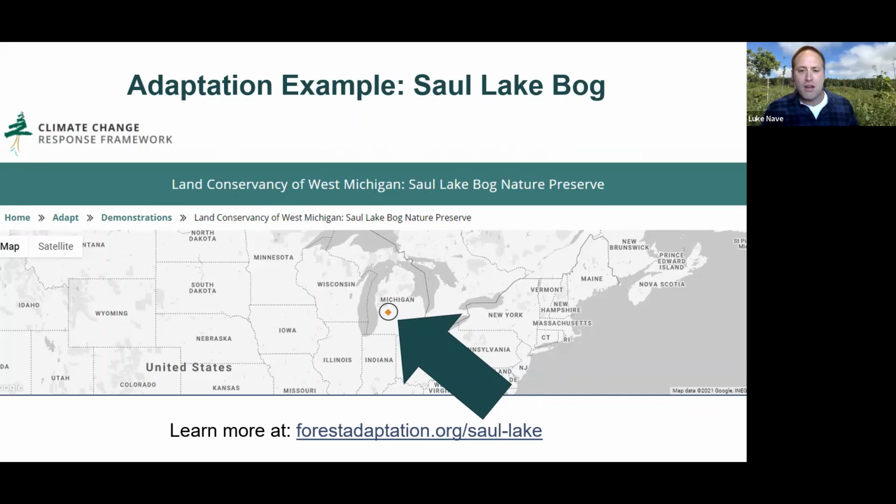So there are a whole range of different example projects at forestadaptation.org that you can look at and see how those projects have interacted with step 3. This particular case study comes from a project that NIACS Partners did with the Land Conservancy of West Michigan, specifically the Saul Lake Bog Nature Preserve.